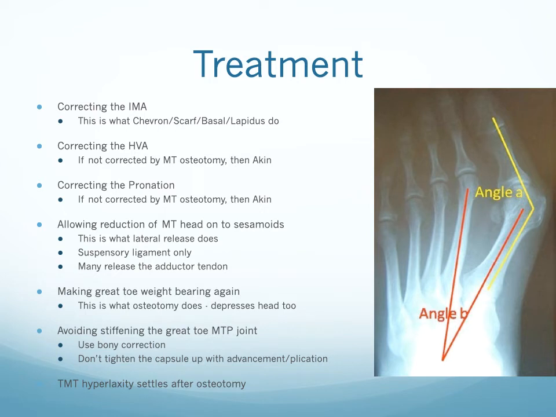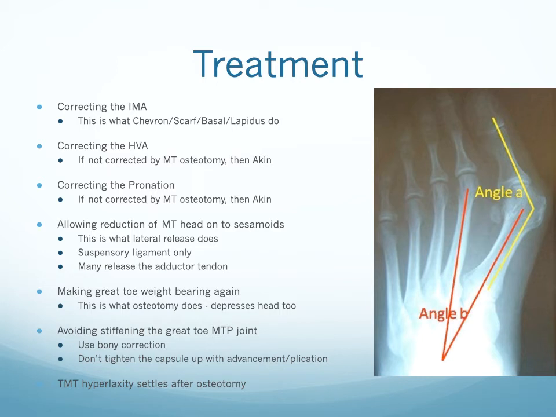So let's have a look at these angles again. First of all, we're going to try and correct the intermetatarsal angle. This is essentially what your first metatarsal osteotomy is going to do. So your chevron, your scarf and the basal and the lapidus are essentially moving the metatarsal head in a lateral displacement so that it decreases the intermetatarsal angle. Once you've done that, if you've still got a deformity, i.e. hallux valgus angle, then this needs to be addressed by an Akin osteotomy.